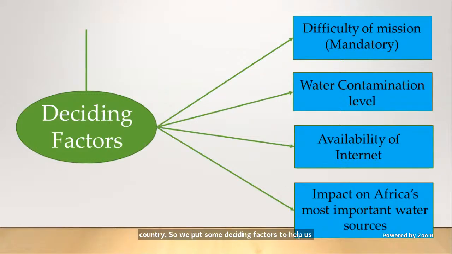And these factors include, for example, the difficulty of the mission itself. If the country is hard to implement the mission in, the country will be excluded right away, as the ease of implementation is something mandatory for us. The other 3 factors are comparing the water contamination levels, the availability of the internet, and which country impacts more water sources of other countries.